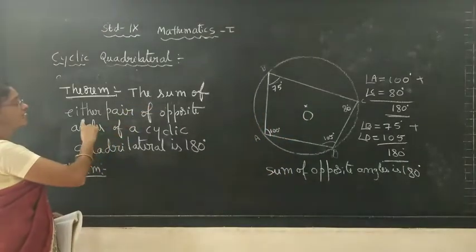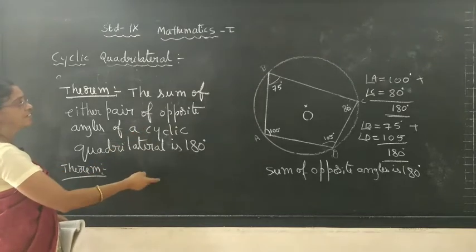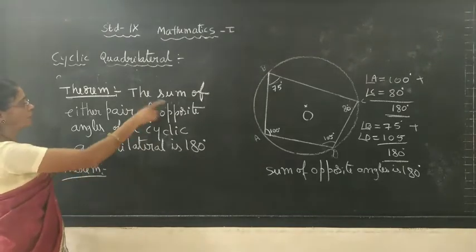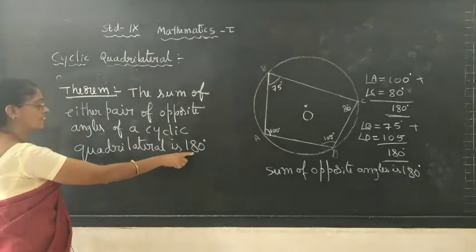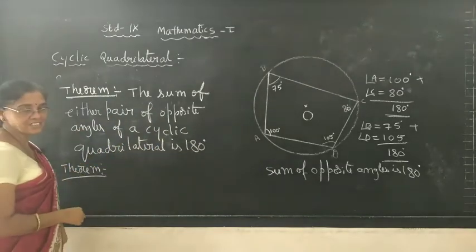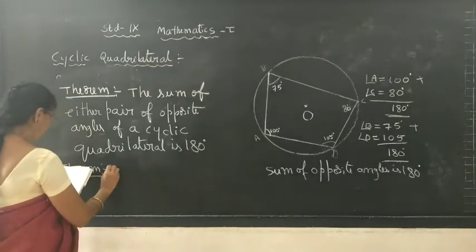The same thing we will write in the theorem. The sum of either pair of opposite angles of a cyclic quadrilateral is 180 degree. What is the converse? If the sum of the opposite pair of angles of any quadrilateral is 180 degree, then that quadrilateral is a cyclic quadrilateral.